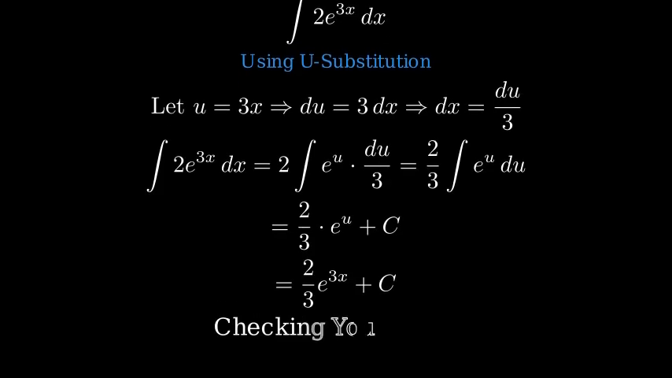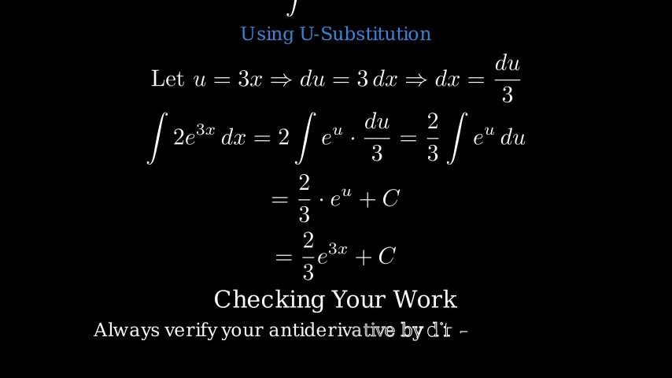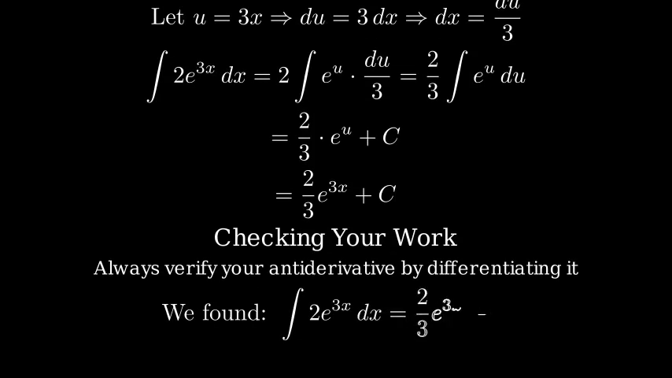It's always important to check your work when finding antiderivatives. The way to do this is to differentiate your answer and confirm that you get back the original function. Let's verify our result from example 3. We found that the integral of 2e to the 3x dx equals 2/3 e to the 3x plus c.